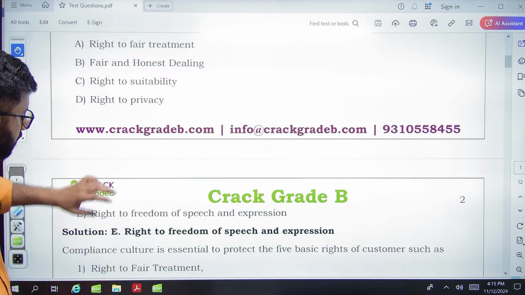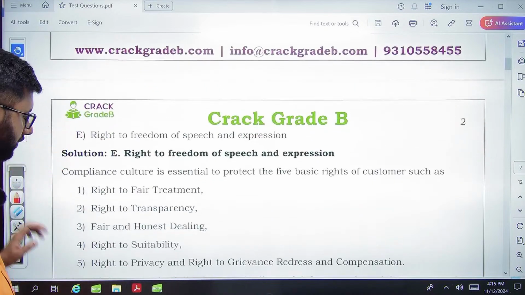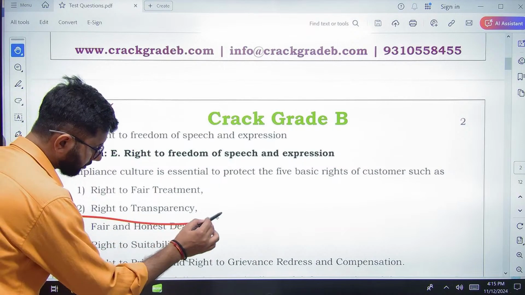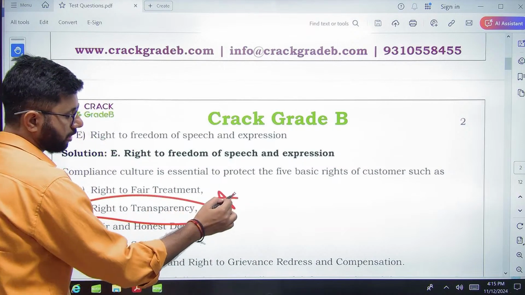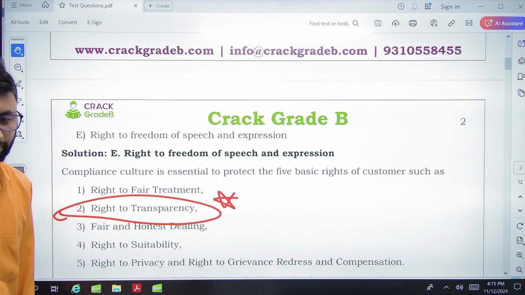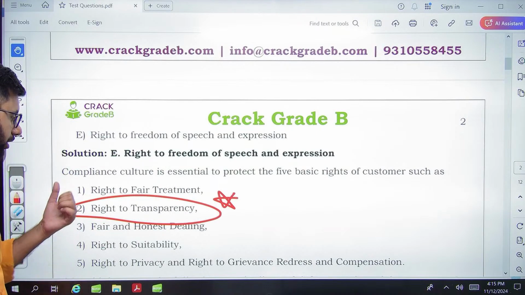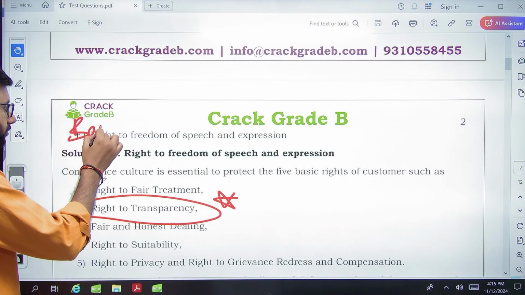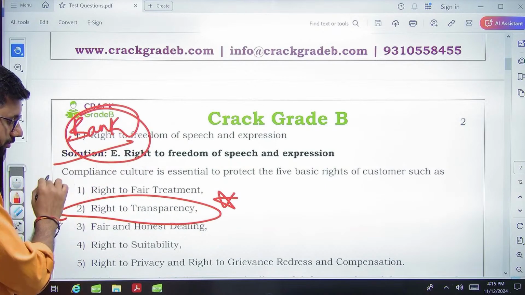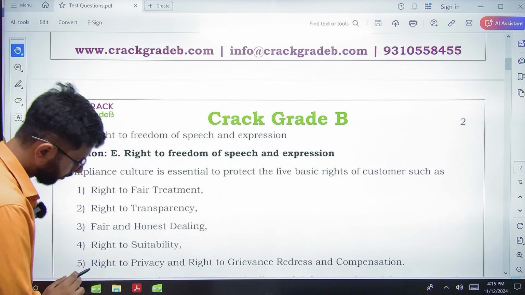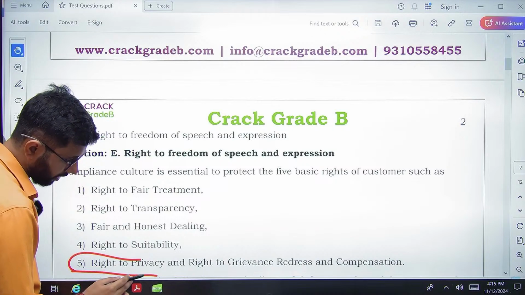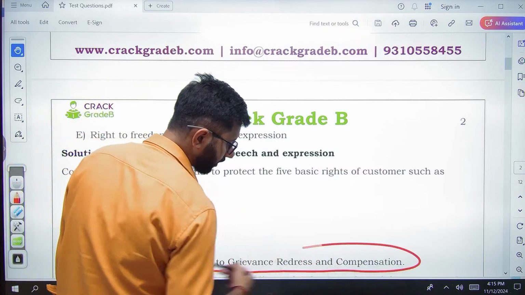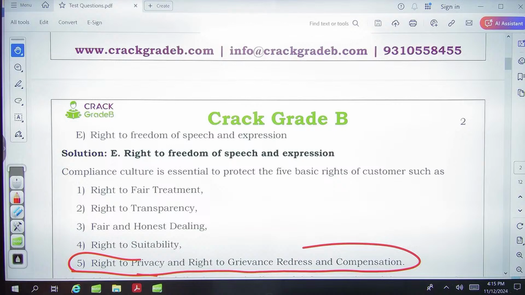So apart from these four, what else is there? The right to transparency is also one of the basic rights that must be provided by the bank to the customer. And it also includes the right to privacy, which is a very big right. It includes the right to grievance redressal and compensation also.